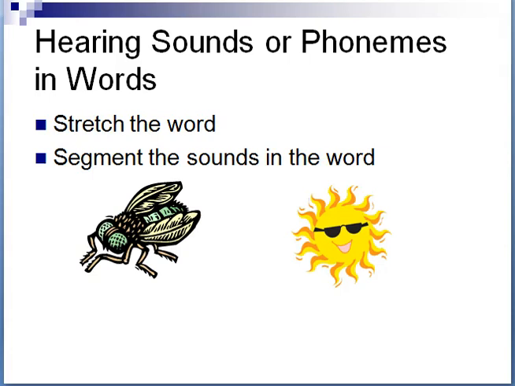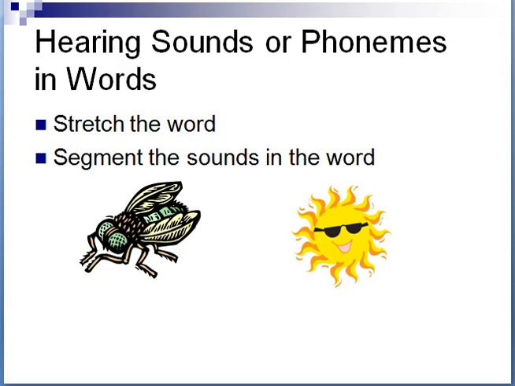You can use a rubber band to illustrate stretching a word. Hold the rubber band between your 2 hands and say the word fly. Then slowly stretch the rubber band, and as you do, slowly say the word fly again so that each sound is heard. F, l, I. Be careful not to distort the individual sounds or phonemes as you do this.